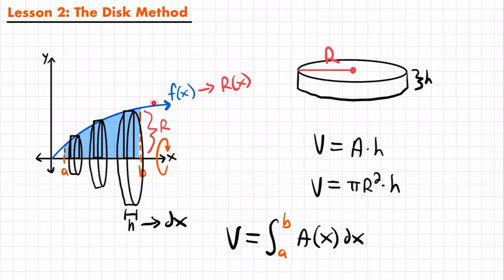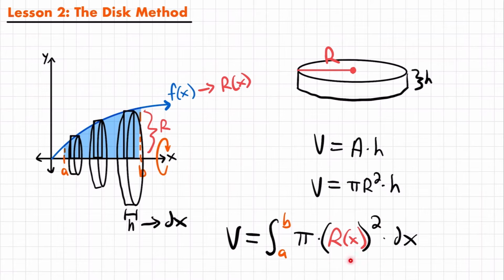No matter where we are along this function, this represents the radius of a disk that could be drawn at that particular point in the region. And so we could rewrite the cross-sectional area to be pi times the radius function squared, multiplied by the height dx. And this formula is what we call the disk method, because this will calculate the volume of a solid of revolution using an infinite number of disks.